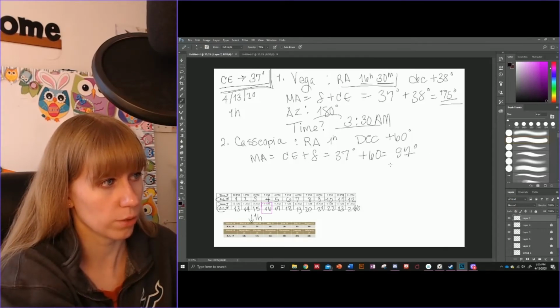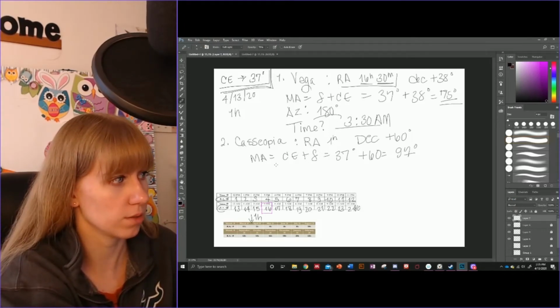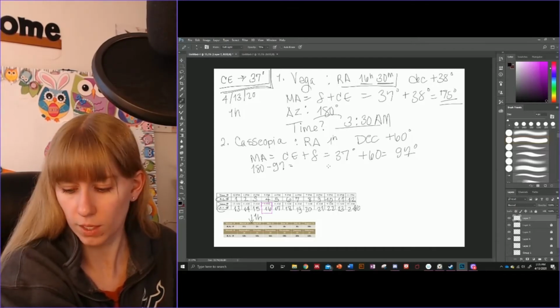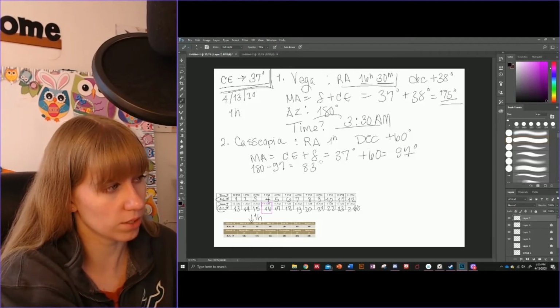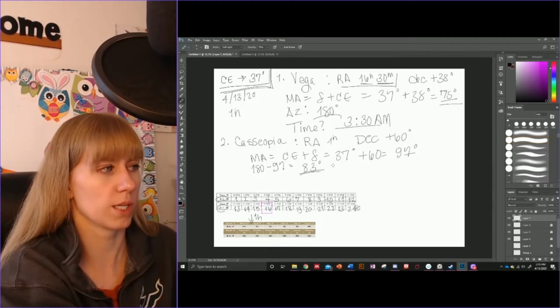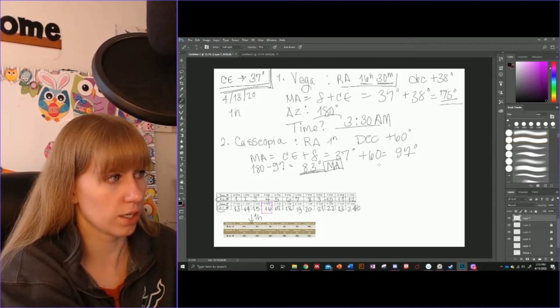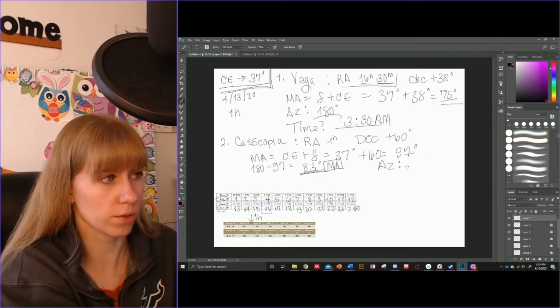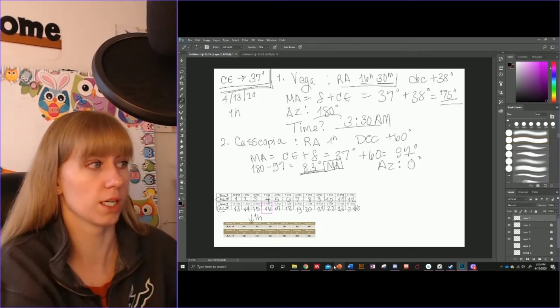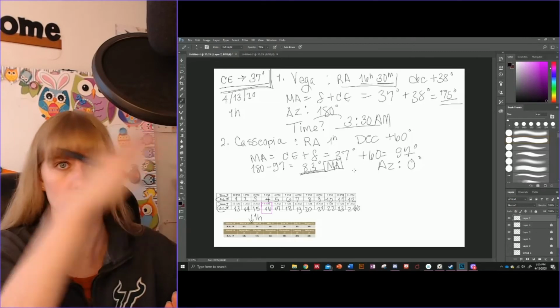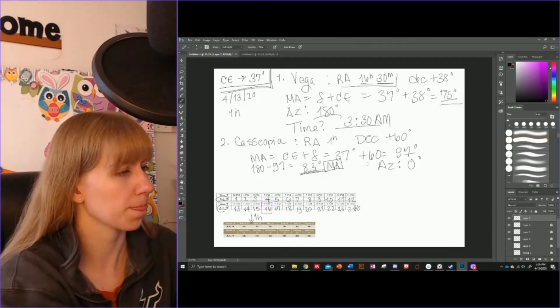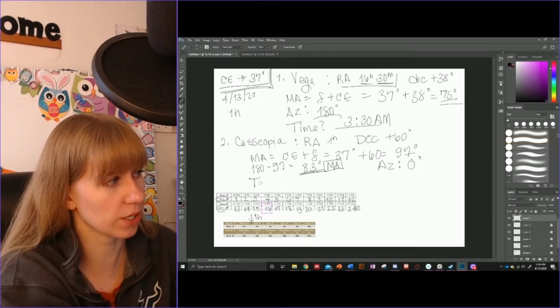Okay, so remember we need to subtract that by 180. And that is going to give us 83 degrees. Okay, so that is when we will reach maximum altitude, is at 83 degrees. Okay, all right, so now let's figure out our direction. Are we going to be north or south? We are going to be north, or 0 degrees, because we had to subtract by 180, meaning we overshot the zenith.